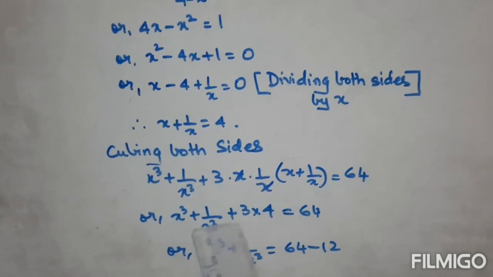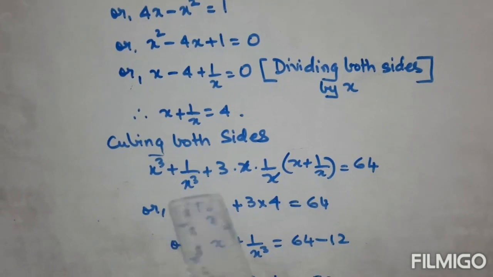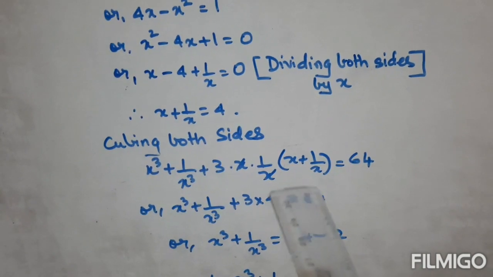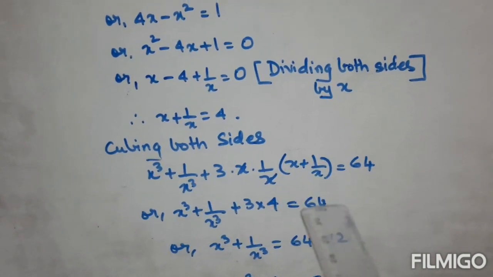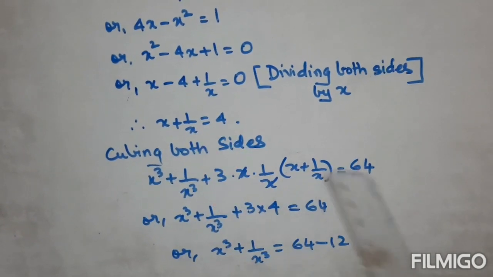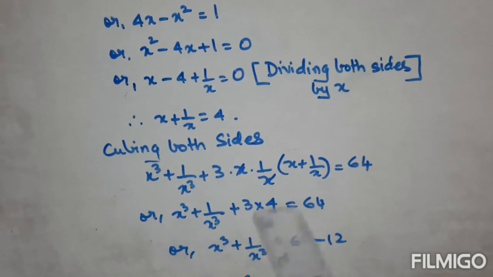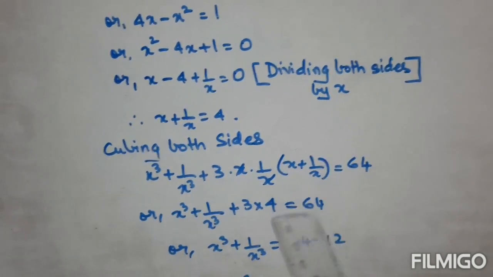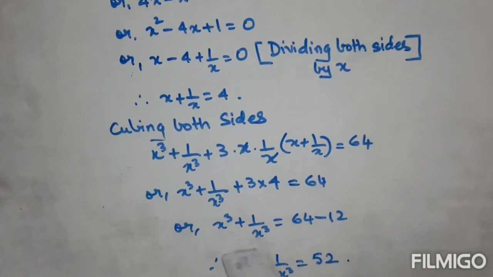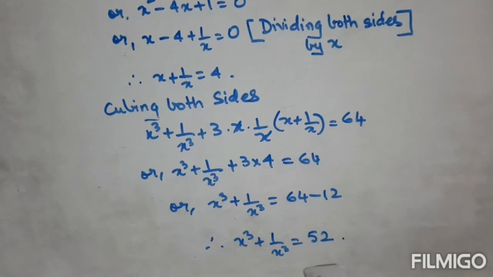Now cubing both sides, we get x cube plus 1 by x cube plus 3 into x into 1 by x into (x plus 1 by x) equals 64. That is 4 cube. Then substituting the value of x plus 1 by x as 4, we get x cube plus 1 by x cube equals 64 minus 12, that is 52.